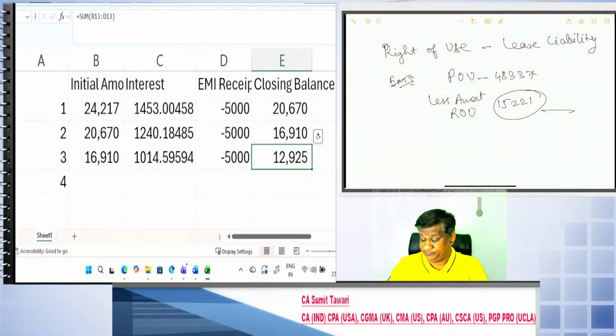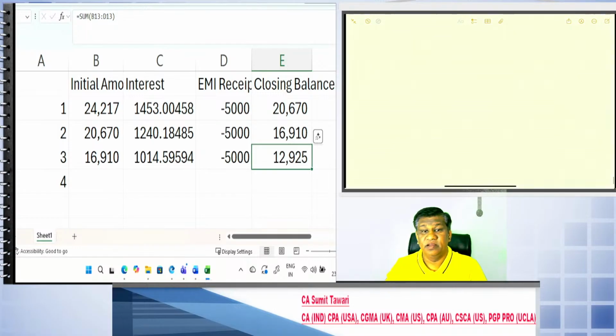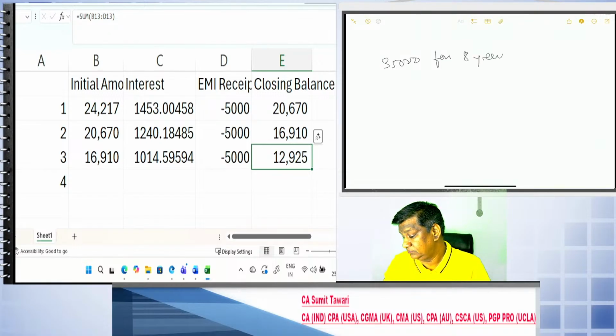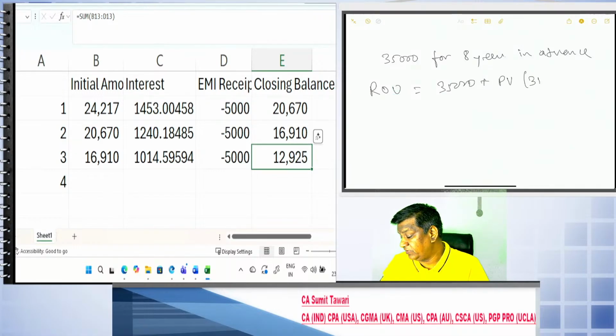Okay. So like 35,000, okay, for 8 years in advance. Okay, so ROU asset equals first 35,000 plus the present value of 35,000 for 7 years. That is the ROU asset.